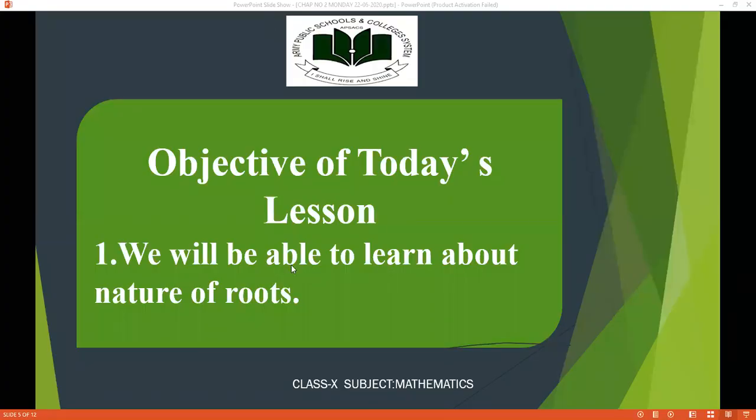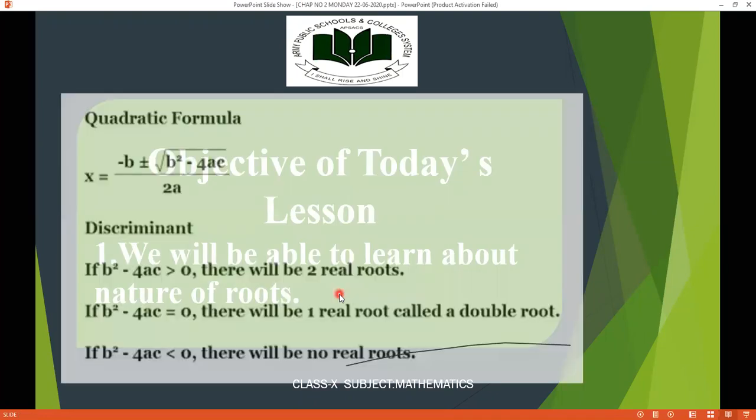Here we have the objective, we will be able to learn about the nature. Nature will be the nature of the roots. In the nature of the roots we will learn that we can identify whether the roots are rational or irrational, and how you will identify that. In this lesson you will learn about this thing. Okay, let's move to the next.